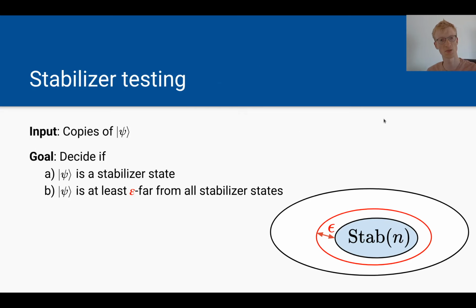So this already brings me to the task of stabilizer testing. In particular, this task takes as input identical copies of some unknown state psi, and the goal is to decide between two cases. Case 1 is psi is a stabilizer state, and case 2 is psi is at least epsilon far from all stabilizer states. So if you recall what I just told you about magic, then in words, this testing task is essentially about detecting the presence of at least a non-trivial amount of magic in an unknown quantum state.